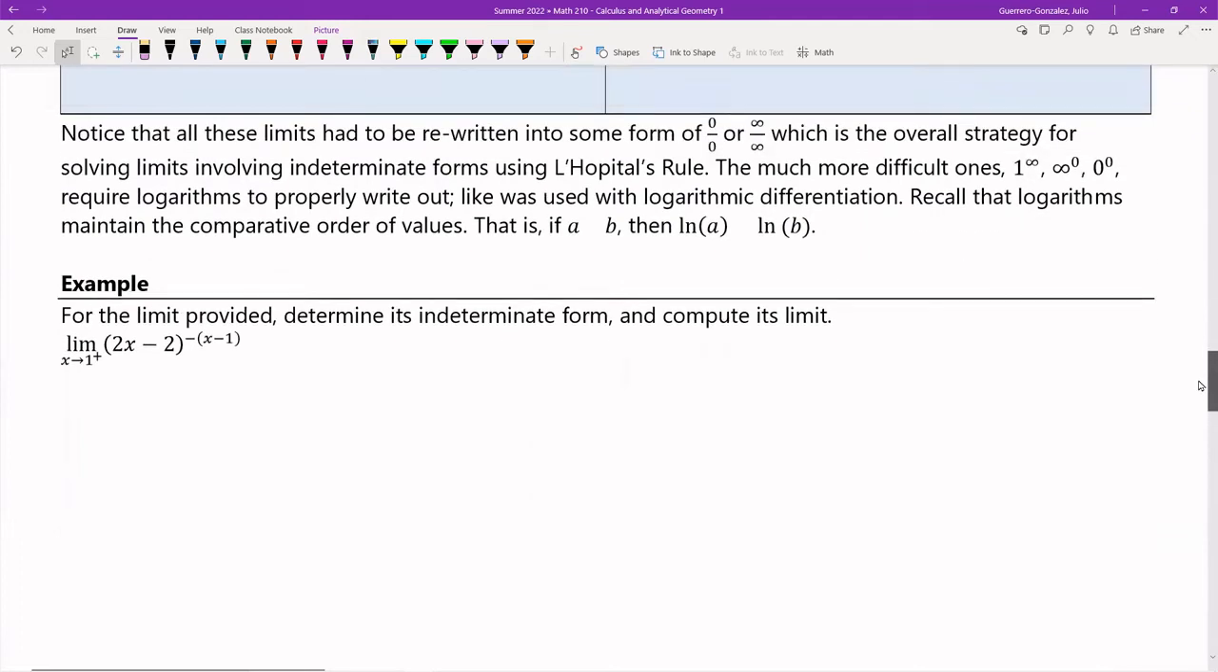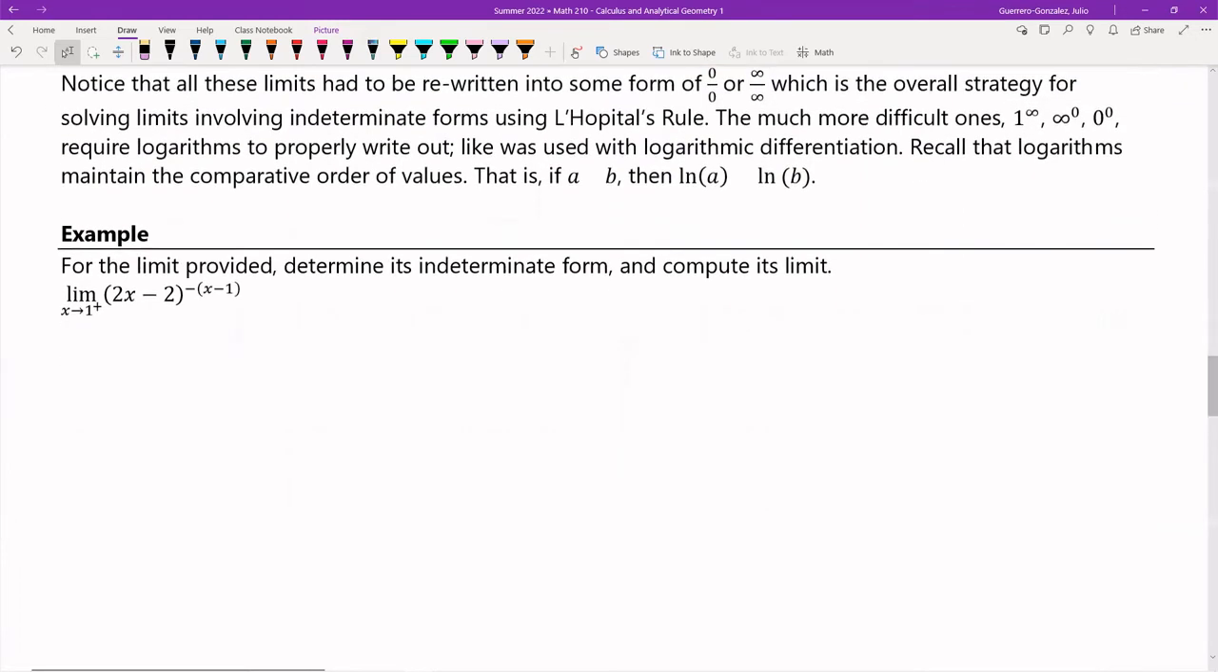So what's going to happen in a lot of these, right, is that you are going to have to rewrite them. The easiest way to do it, because this is how L'Hopital's rule is written, is to rewrite them this way: either 0 divided by 0 or infinity divided by infinity, okay? That's the overall strategy for how to solve these using L'Hopital's rule, okay?